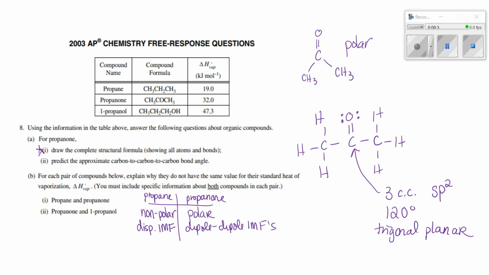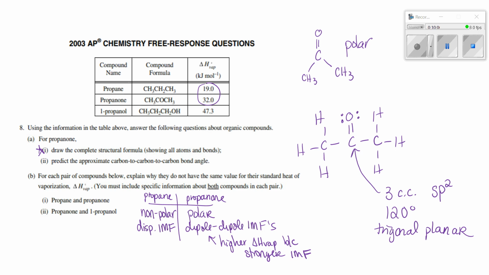So if we're explaining what's going on here, if you look at these delta H values, it looks as though propanone has a higher heat of vaporization because it has a stronger intermolecular force. And I would recommend you write this out clearly. I'm just kind of jotting some notes here as I'm talking through it verbally. But on the test, make sure you write out a clear answer.